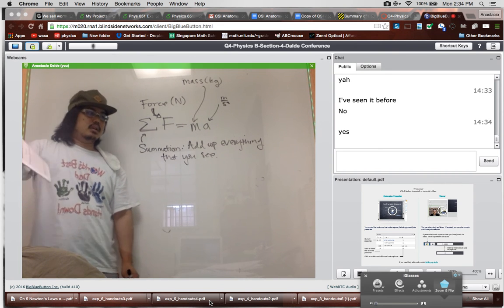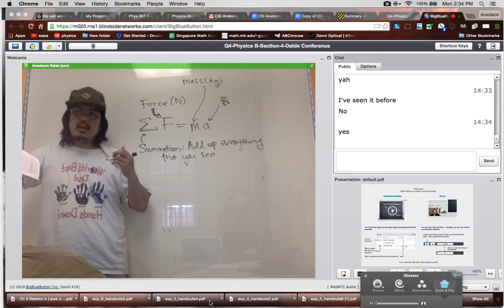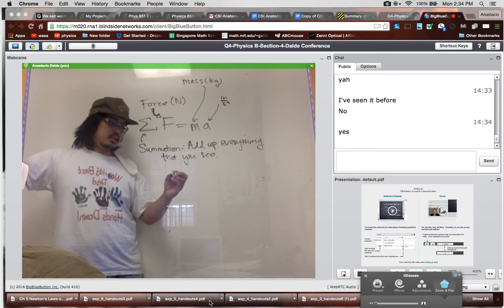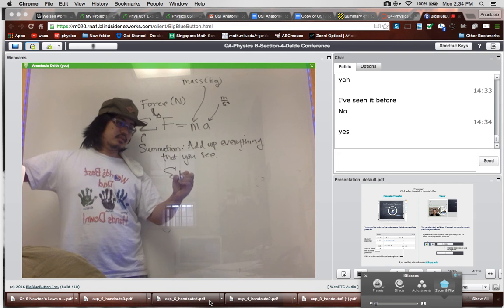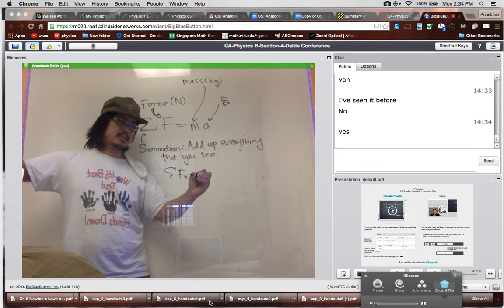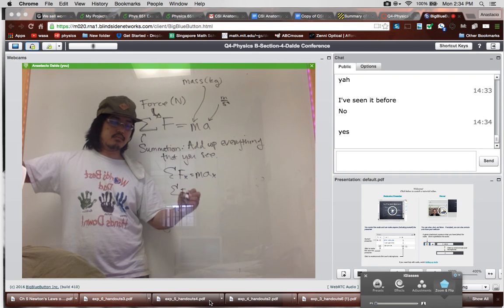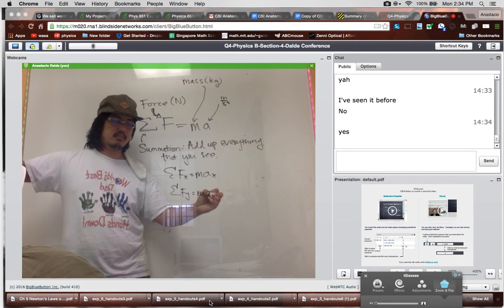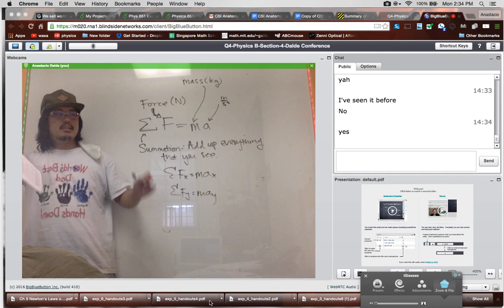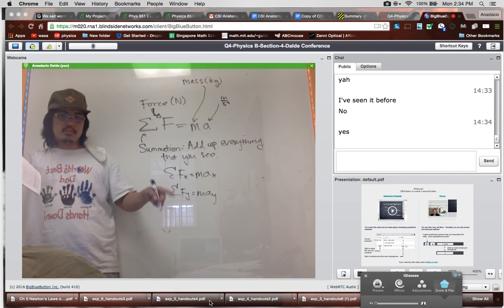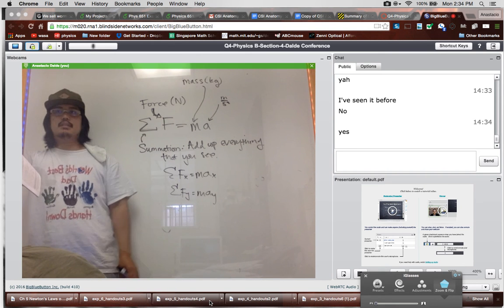So if I'm going to have two different equations later on, it's going to look like this. Sum of the forces in the x direction is equal to mass times acceleration in the x direction, and also sum of the forces in the y direction is equal to mass times acceleration in the y direction. This is taking this equation and applying it to two different directions, like we've done in the past.